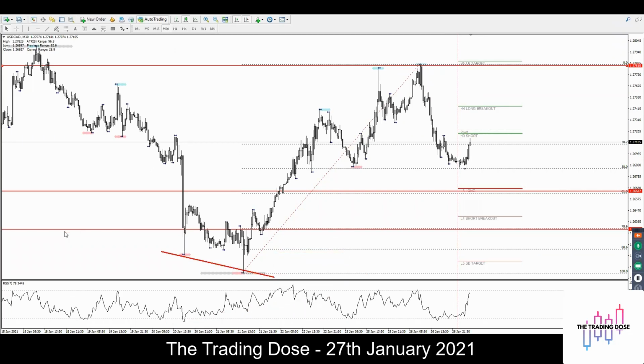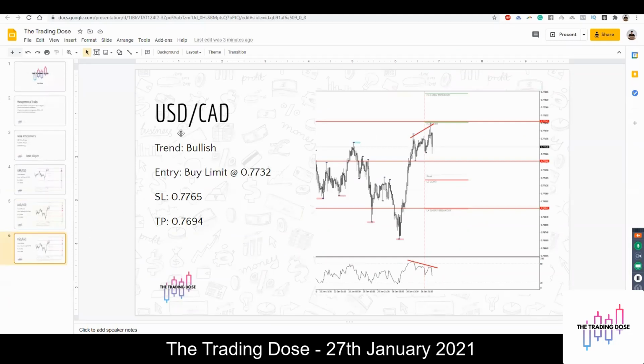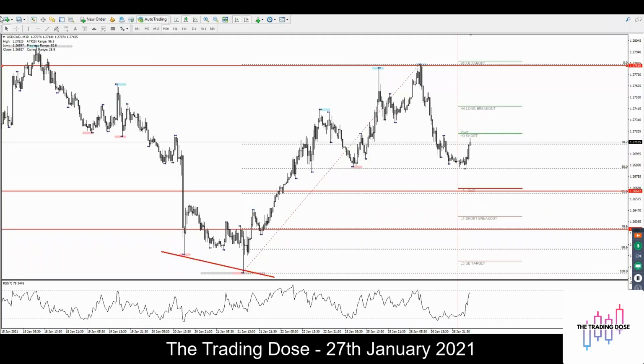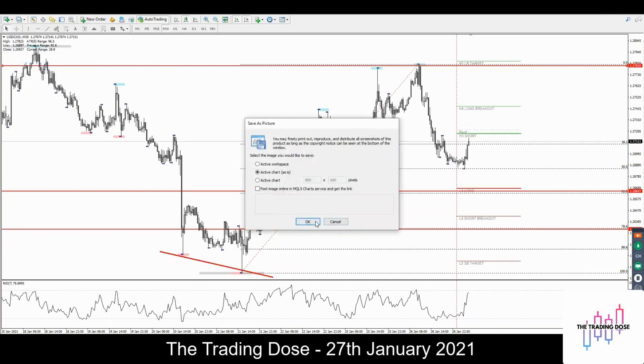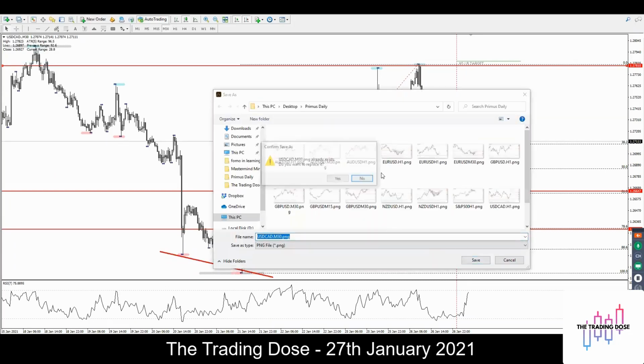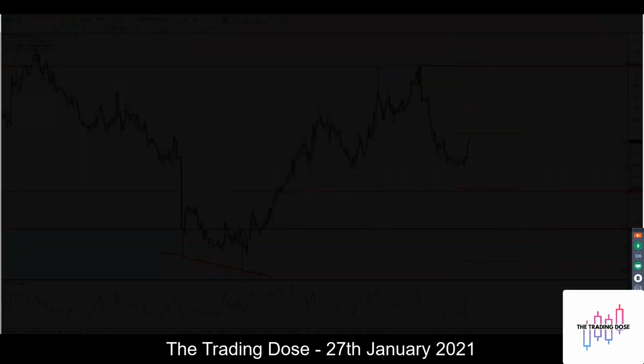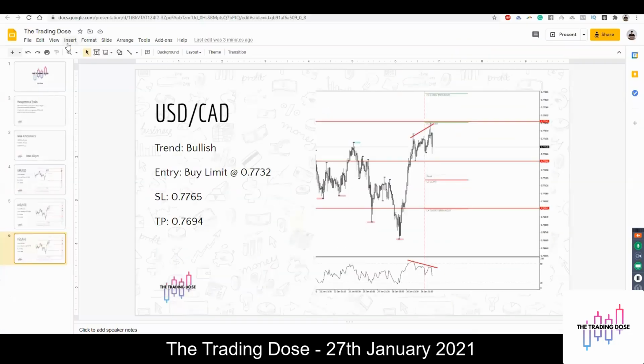So again, I've also put this in over here, dollar CAD. Oh, I haven't saved the chart. So let me do that. And replace it.